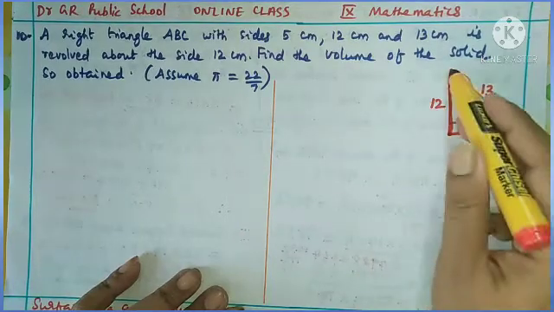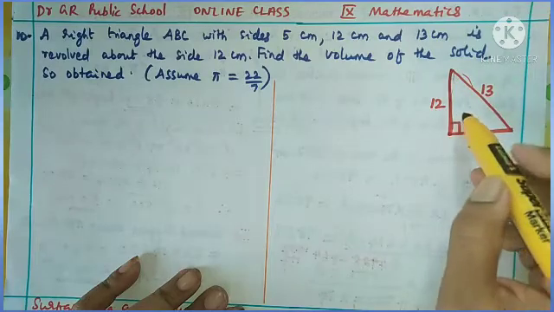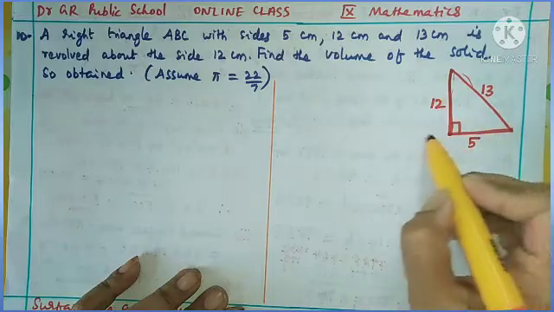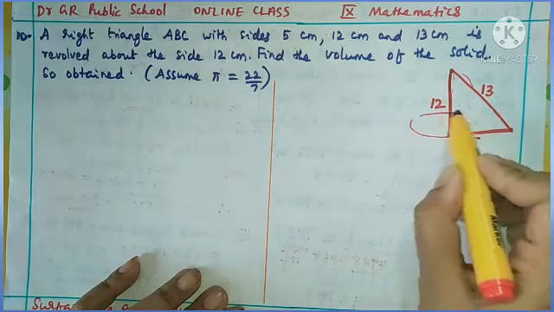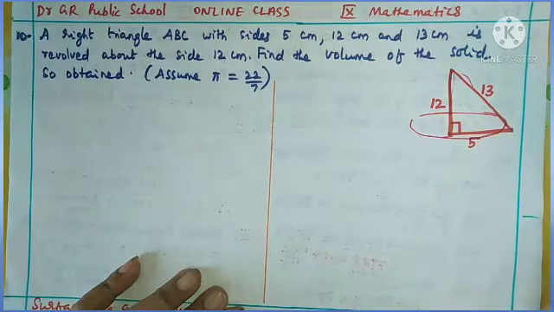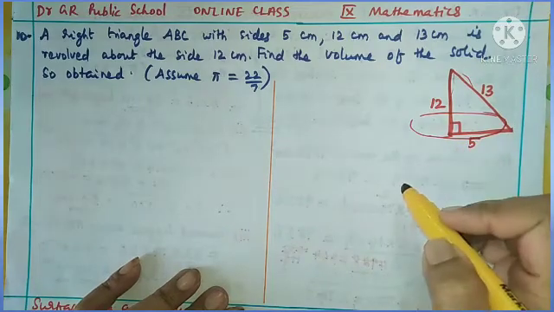So here the height is 12 centimeter. Using this height only, the right angle triangle is revolving like this. Revolving, and we are getting a cone here. Understand? So let us watch that video and come to the problem.